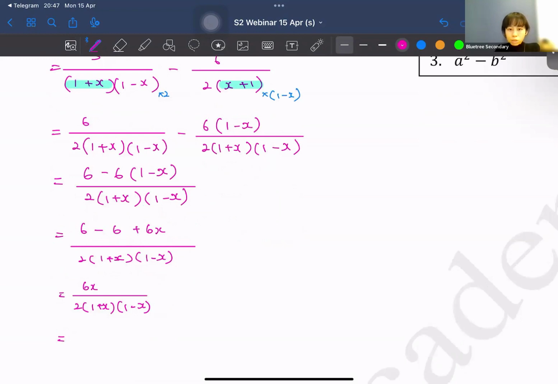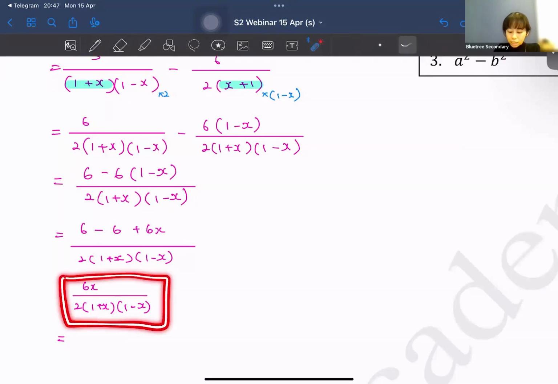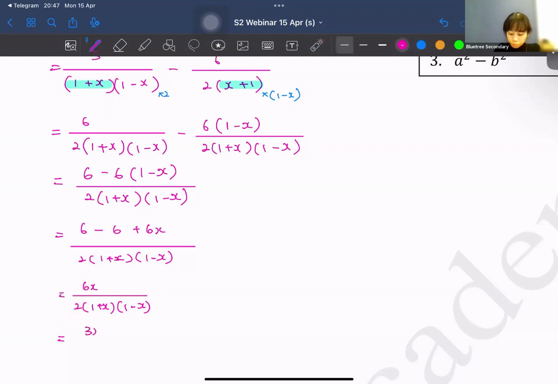So remember the question says you need to leave it in the lowest term, right? That means you have to simplify your final answer if possible. In this case, I can actually divide the numerator by 2 and divide the denominator by 2 to get this as the final answer.